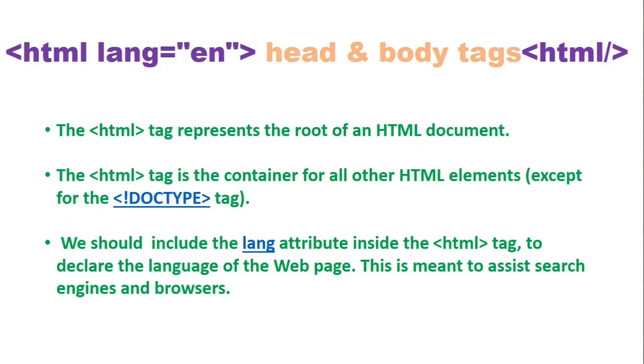So the HTML tag is called the root element of the HTML document, or the root tag of the HTML document. And as you can see, this HTML tag is the container for all the HTML elements except this document type tag, which represents the version of HTML. So in the HTML opening tag, we should include this lang attribute, and this lang attribute's value is en. That means we are using the English language for our web page, and this lang attribute is useful to assist the search engines and browsers.